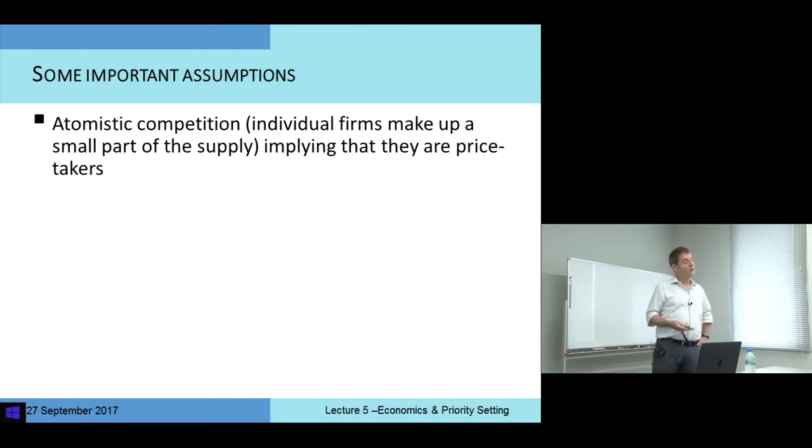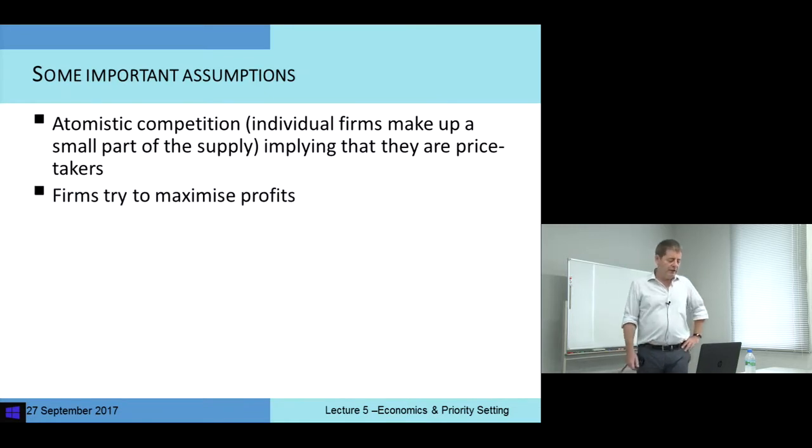Perhaps the most important one is something called atomistic competition. The idea is that any particular supplier of goods or services, it's called a firm, any particular firm makes up only a small part of the overall supply. They are just a small part of the total that's being supplied. The implication of their being a small part is that they are what we call price takers. Any one firm, any one individual cannot choose the price independently of everybody else, because they're such a small part of the market.